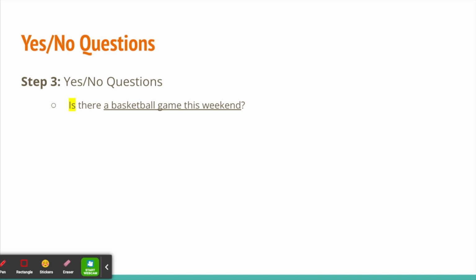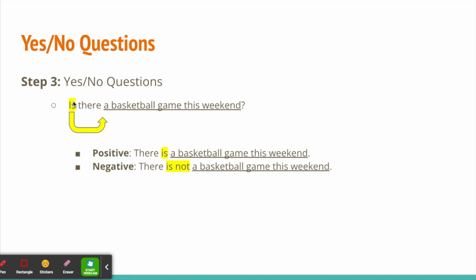This one is a little bit different than a simple answer question. Here, you are going to move the verb into the middle of the sentence. You can answer this positively by saying, there is a basketball game this weekend. See how we move the verb is into the middle of the sentence? Or you can say, there is not a basketball game this weekend. Again, the verb is, or is not to make it negative, is being moved into the middle of the sentence. So again, you can answer it positively by saying is, or you can answer it negatively by including the word not.